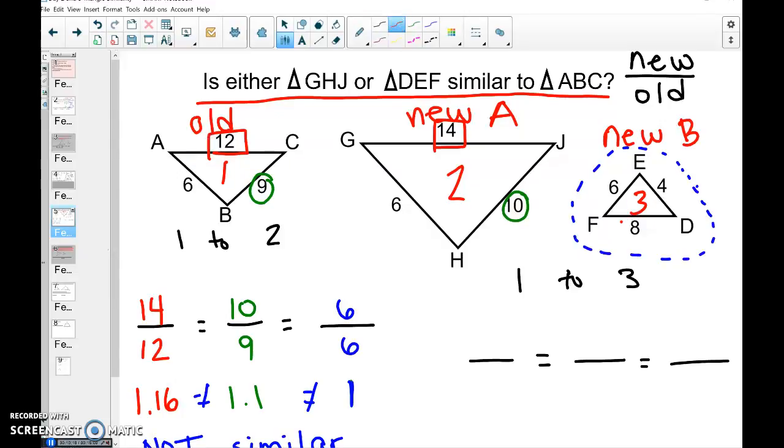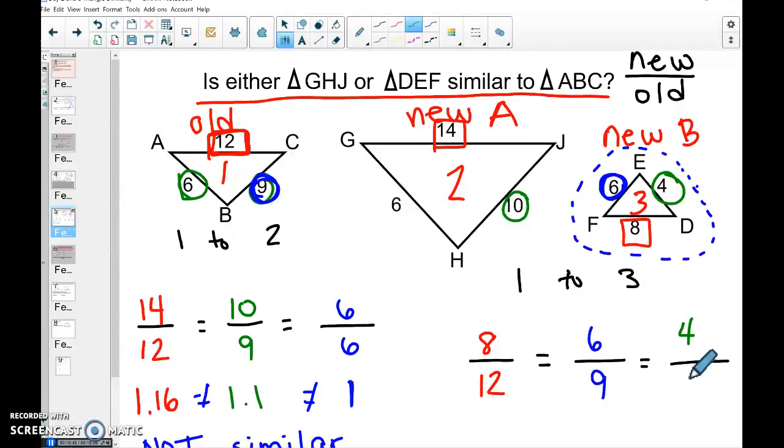All right, largest side is 8. Largest side in the old one, 12. So 8 over 12. Medium side is 6. Medium side, 9. So 6 over 9. And we have 4, which is the smallest. 6, which is the smallest.